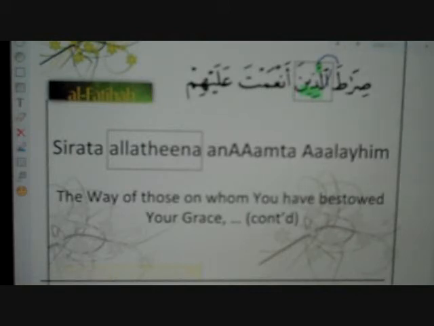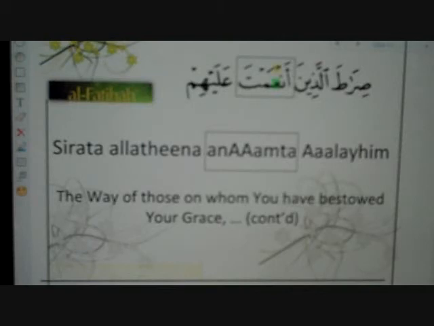صراط الذين أنعمت, أنعمت. Now here the meem is a soft letter. We have to restrict our breathing here and not let it go, otherwise it would become an hamta. Right? An amta.